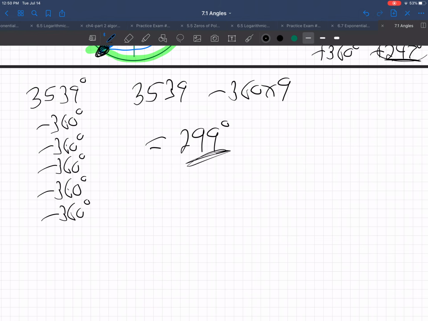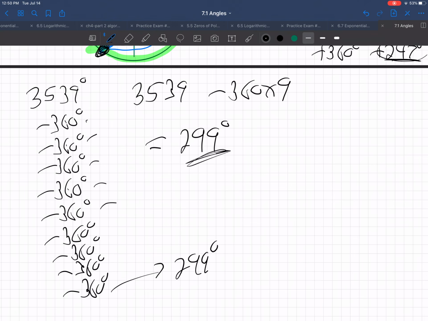So if you do enough of these, 1, 2, 3, 4, 5, 6, 7, 8, and 9 of them, then eventually you get 299 degrees. So that must be the same ending spot because whenever you spin around 360 degrees, positive or negative, it's all the way around, clockwise or counterclockwise. It doesn't matter. If you spin all the way around to the right or the left, when you're done, you're still pointing at the same spot. So 299 must be pointing at the same spot. It must be coterminal. It must be ending in the same spot as the original angle.